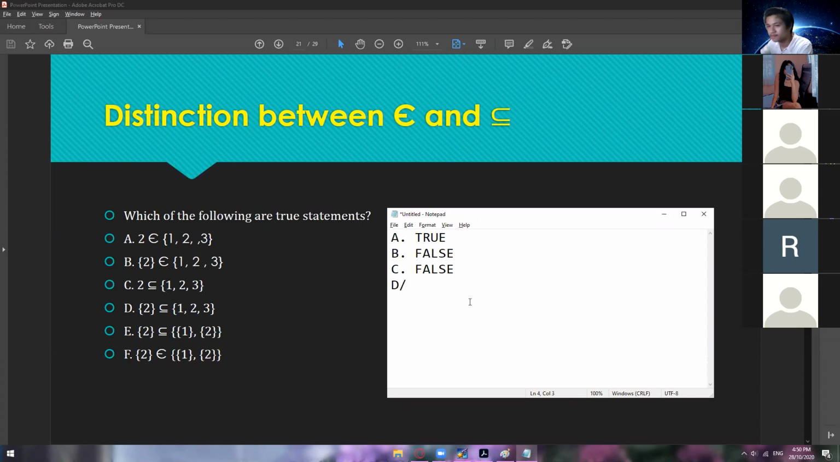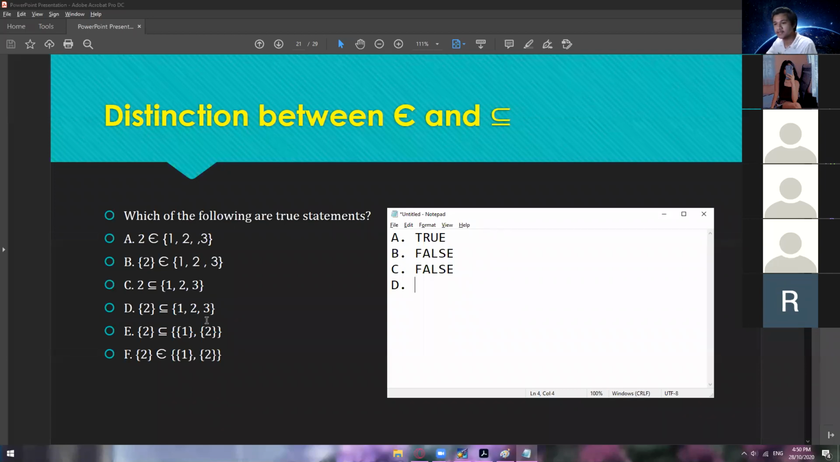Okay. How about letter D? The set 2 is a subset of 1, 2, 3. True. So letter D is true since of course it is already a set, and the other side is also a set. So we're looking for the value of 2, which is also on the other side. How about letter E?